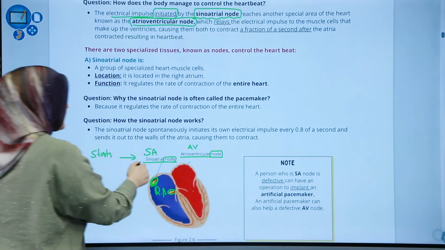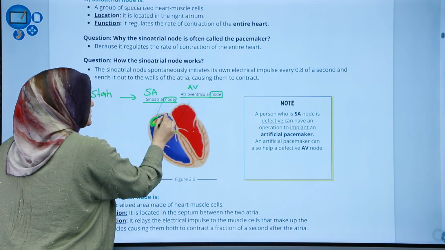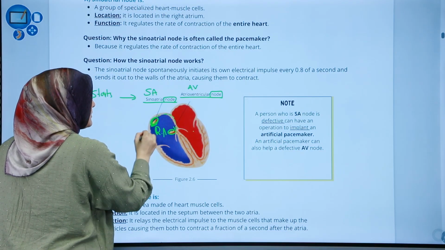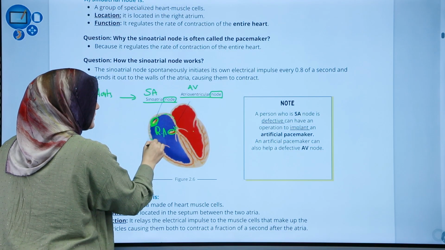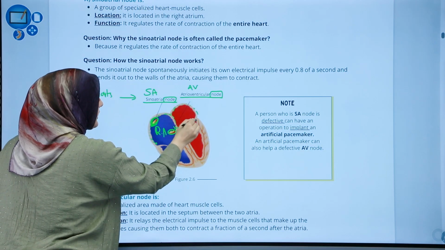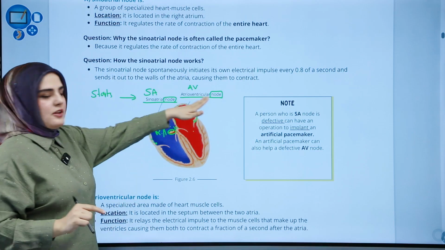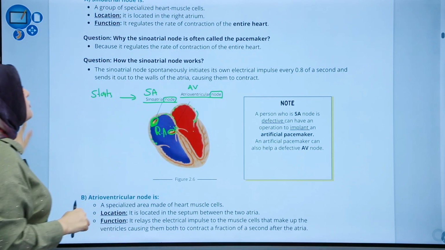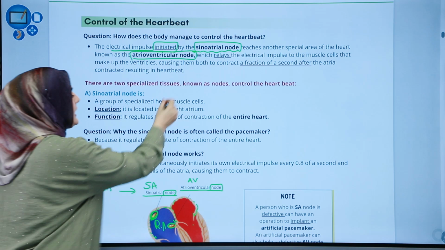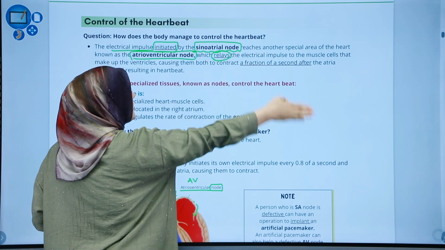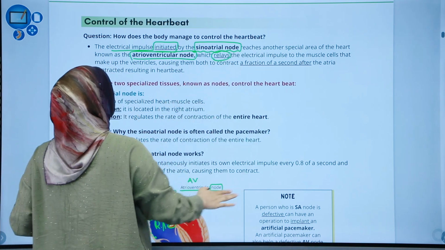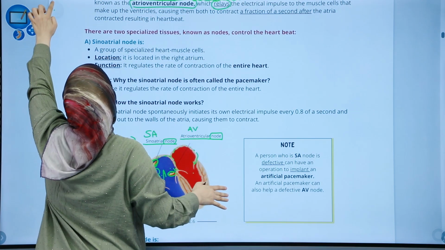Let's see. The electricity comes out here and reaches the walls of the atria. And it reaches which area? The AV node. The AV node relays. Relays means passing it on. To what? To the muscles of the ventricles.